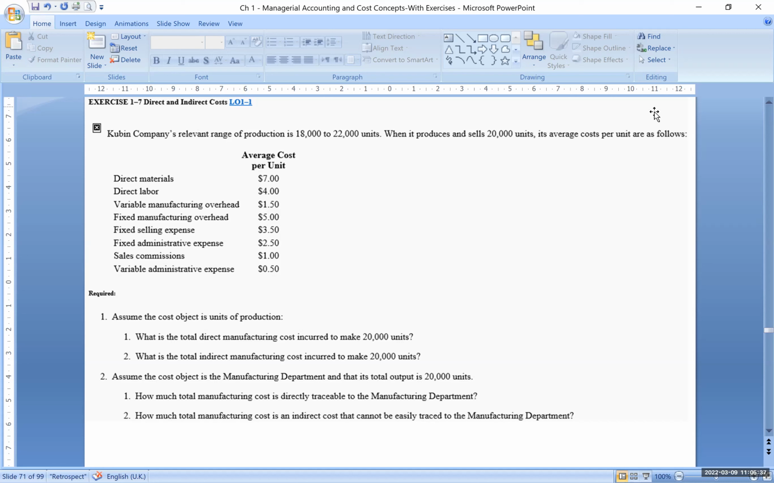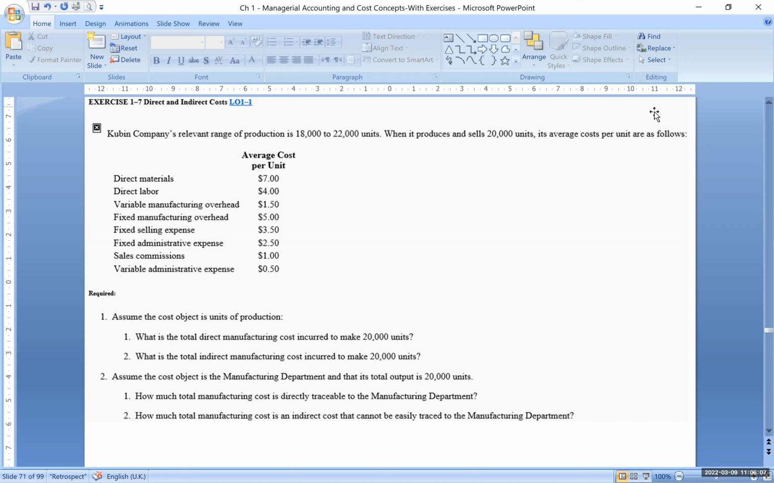Now, for number one, assume that the cost object is unit of production. What is the total direct manufacturing cost incurred to make the 20,000 units? And number two, what is the total indirect manufacturing cost incurred to make the 20,000 units? Here, we are discussing direct manufacturing costs.